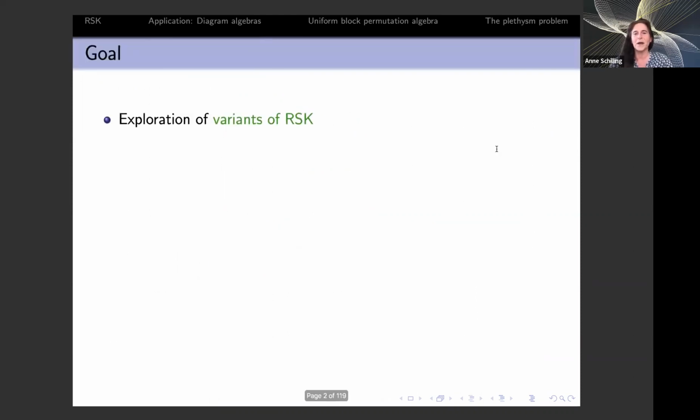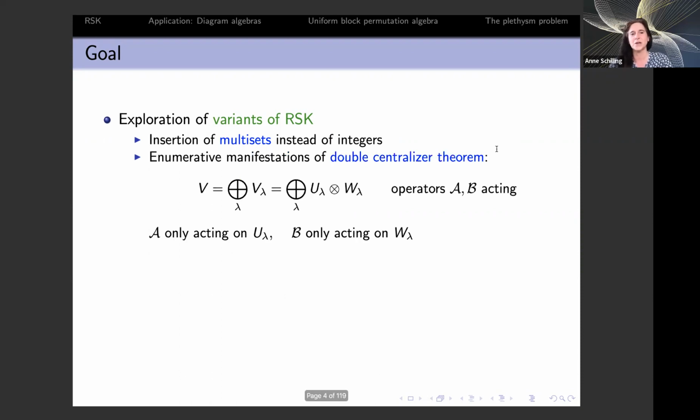I want to start quite simple. Namely, what I first want to do is introduce the RSK algorithm, and the reason is that we want to explore some variants of it. Usually when you use the RSK algorithm, you insert integers, and what we want to do eventually is insert multisets instead of integers. The RSK algorithm is a combinatorial way to understand the double centralizer theorem when you look at certain representations, GL_N representations.